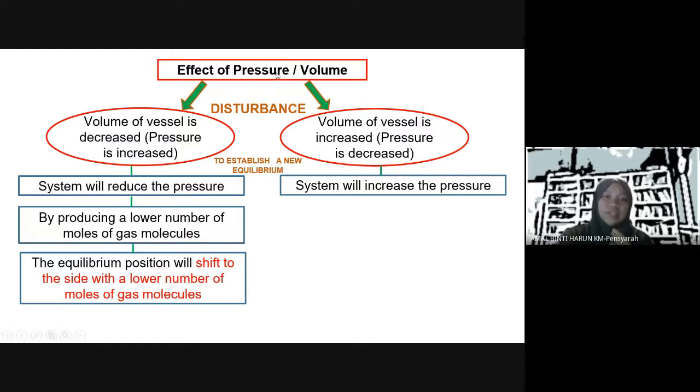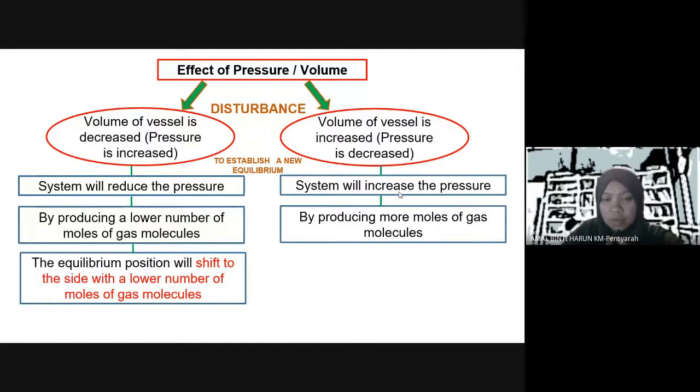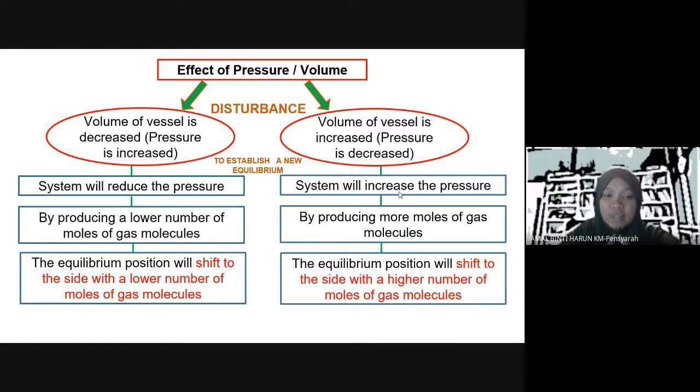Next, if we increase the bekas ke vessel ke, so increasing the volume will decrease the pressure. So the system will increase the pressure. So macam mana kita nak increase pressure? We need to shift to the side, sama ada kiri atau kanan, sama ada ke arah reactant atau produk, tapi kita akan shift ke arah high number of moles. Okay, because more number of moles, more collision, more pressure exerted. So bila banyak pressure, kita akan boleh re-attain balik equilibrium.